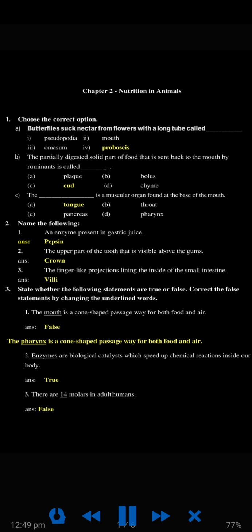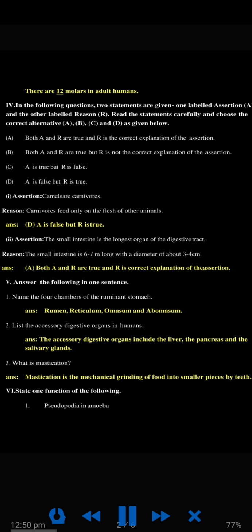3. State whether the following statements are true or false. Correct the false statements by changing the underlined words. 1. The mouth is a cone-shaped passageway for both food and air. Ans. False. The pharynx is a cone-shaped passageway for both food and air. 2. Enzymes are biological catalysts which speed up chemical reactions inside our body. Ans. True. 3. There are 14 molars in adult humans. Ans. False. There are 12 molars in adult humans.